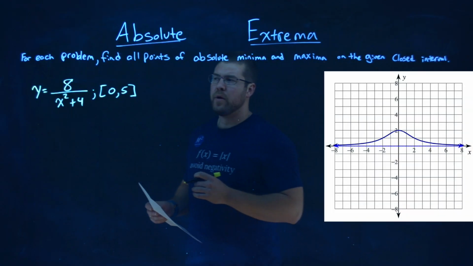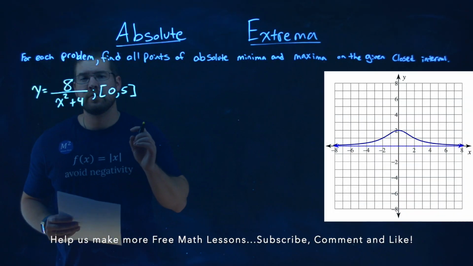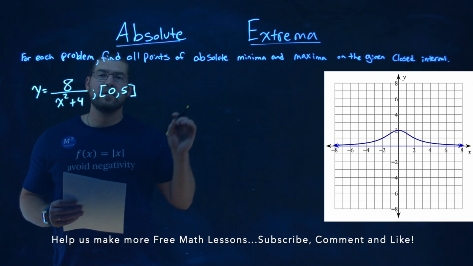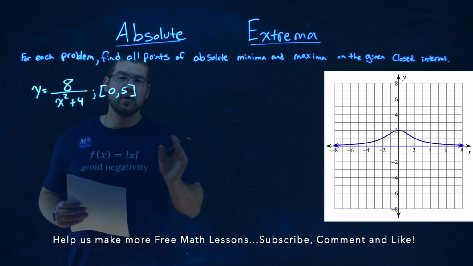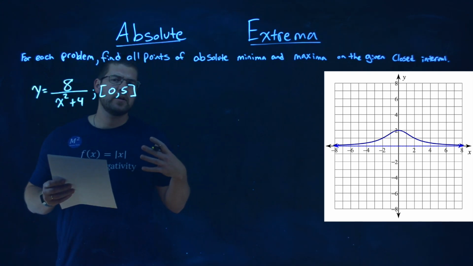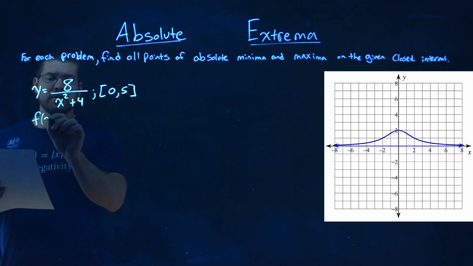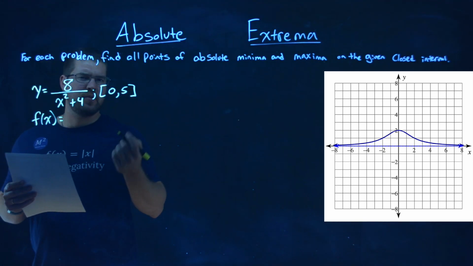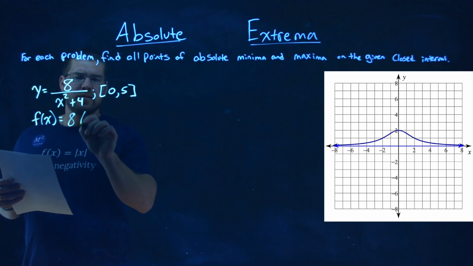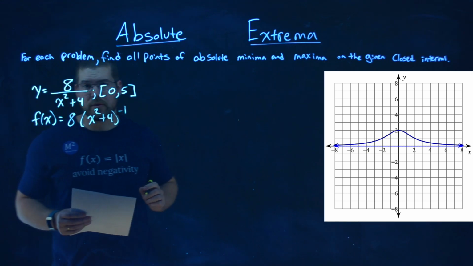We're given this problem right here, y equals 8 divided by x squared plus 4, and we want to find all points of absolute minima and maxima on our closed interval from 0 to 5. Now the first thing I like to do is find my derivative here, and actually I rewrite my function like so, because I find it easier to find the derivative this way. 8 times x squared plus 4 to the negative 1 power.